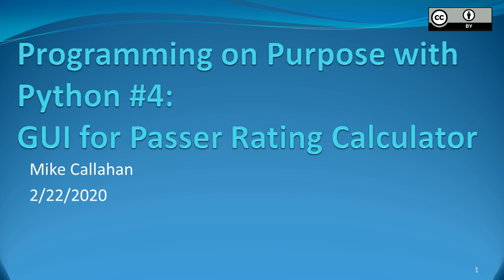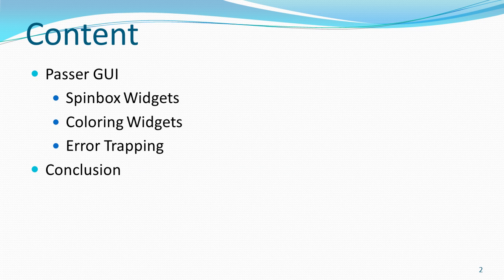This is where we're going to develop a graphical user interface for the passer rating calculator that we started in the previous slideshow. So we're going to develop our GUI in this slideshow, and we're going to learn about a new widget called a spinbox widget. We'll also do a little bit of coloring with the widgets, and we'll introduce error trapping into our application. And we'll finish with some more information about how you can learn Python.